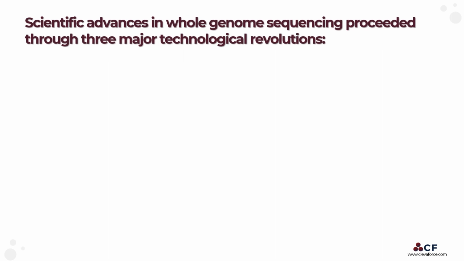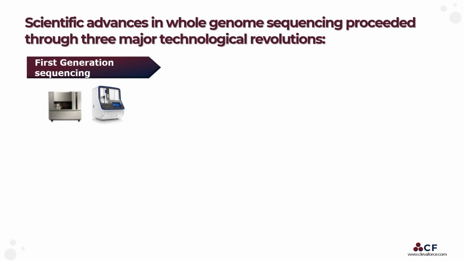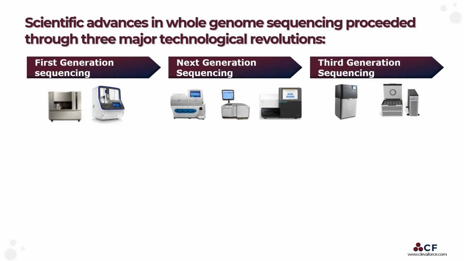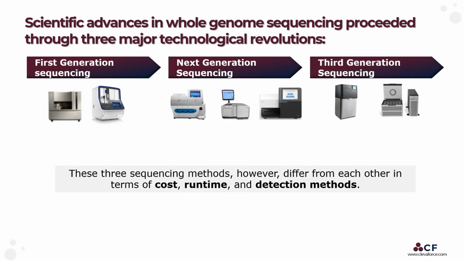Scientific advances in whole genome sequencing proceeded through three major technological revolutions: first-generation sequencing, next-generation sequencing (NGS or high-throughput sequencing), and third-generation sequencing or single-molecule sequencing. These three sequencing methods, however, differ from each other in terms of cost, runtime, and detection methods.